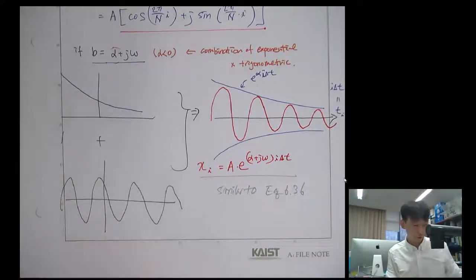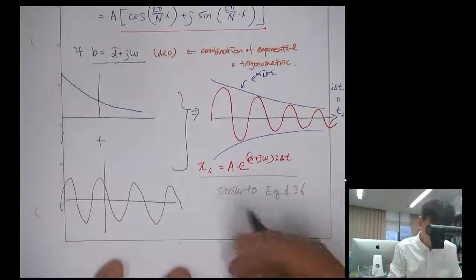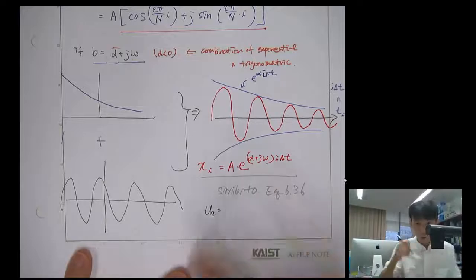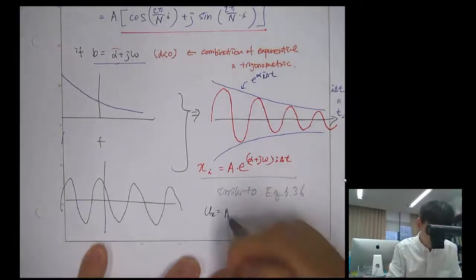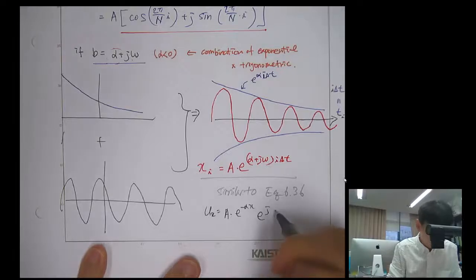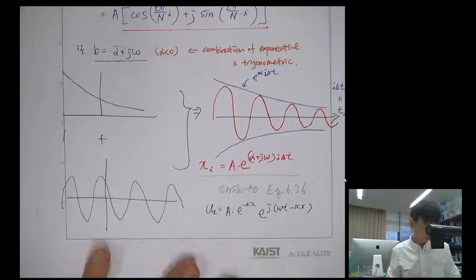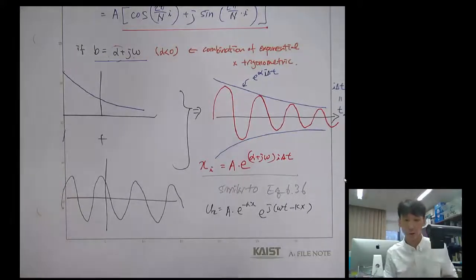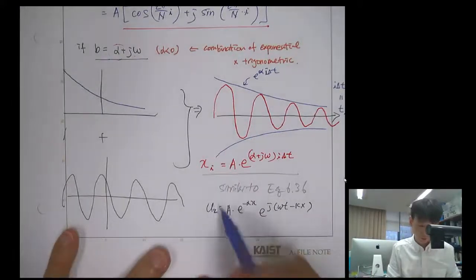The equation 6.36, which was the displacement ux, is A times e to the minus alpha x, times e to the j omega t minus kappa x, right? In a lossy media. Somewhat very similar.